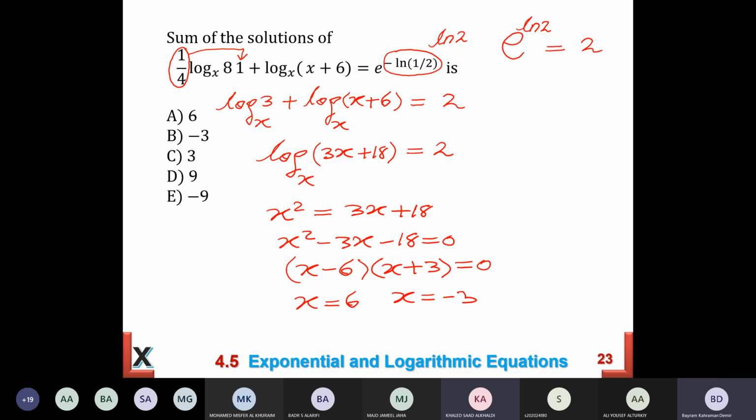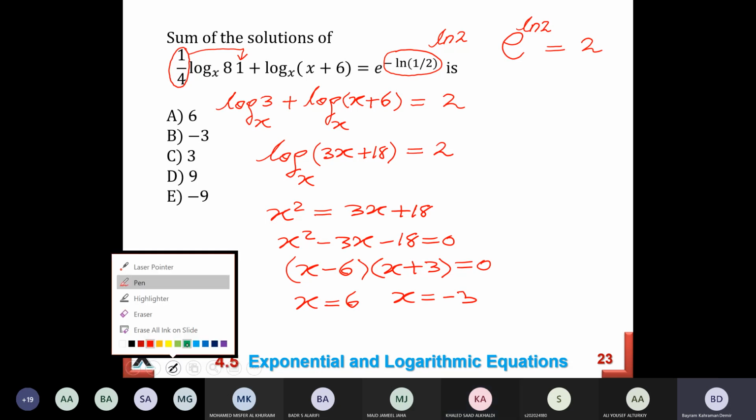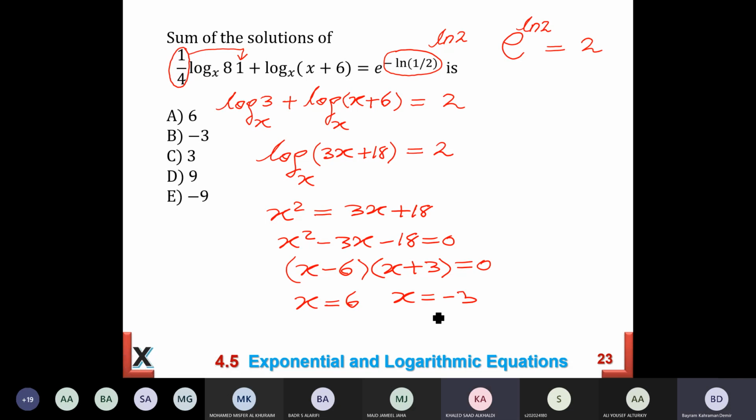And it wants the sum of them. Of course, Shabab, negative 3 is rejected clearly, sir. Why is it rejected, Shabab? Because the x cannot be negative in the logarithm. We have base, and the base is x. So the base cannot be negative. So the answer is 6, only 6, Shabab. Yes, the correct answer is A.